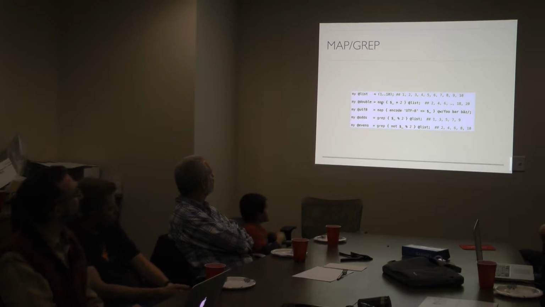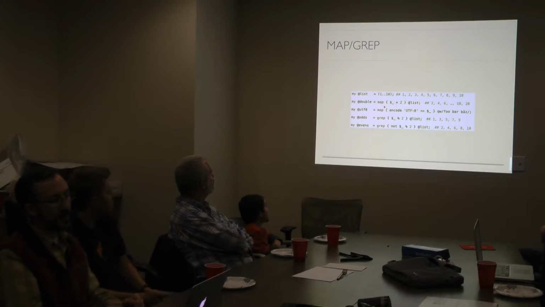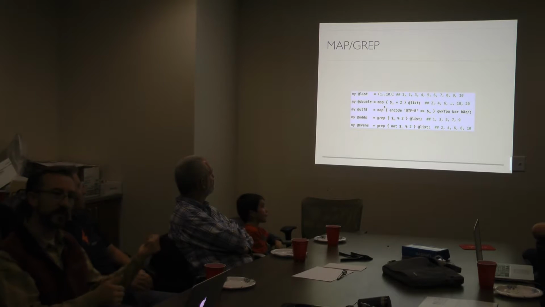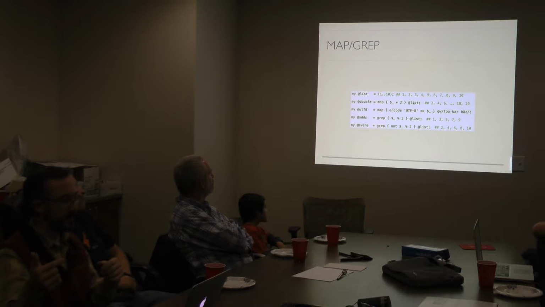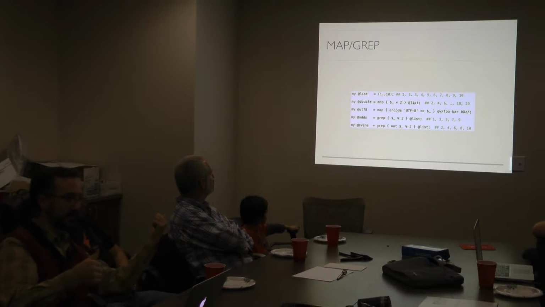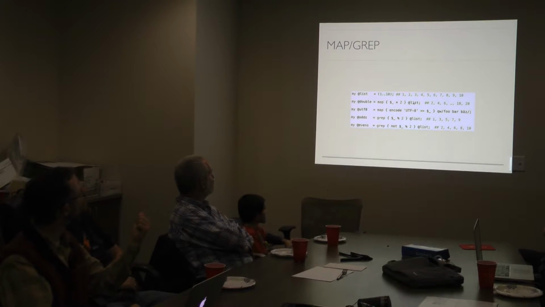Map is a function. Map and grep operate from right to left instead of from left to right, so you have to read these backward. What map does is it takes things on the right side, does something to them, and shoves it out the left side. And that's what gets assigned to double here.